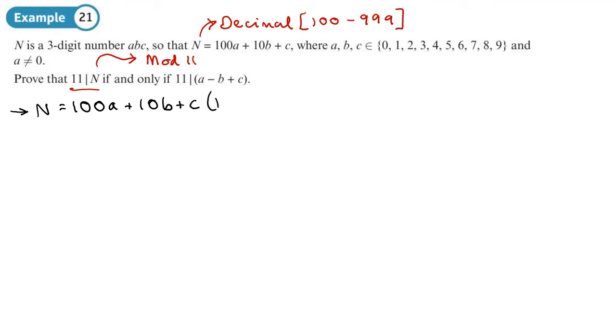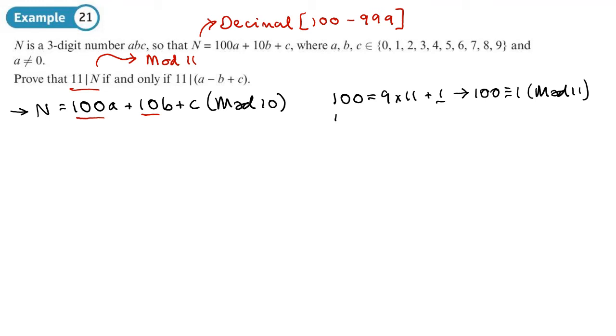Okay, and this is actually in mod 10 at the moment. It's a decimal number. We need to change that to mod 11. Now the way we're going to do that is we need to work out what 100 and 10 are in mod 11. So let's take 100. We need to find out what it is congruent to. So 100 is 9 times 11 plus 1, so we have a remainder of 1. So 100 is congruent to 1 in mod 11.